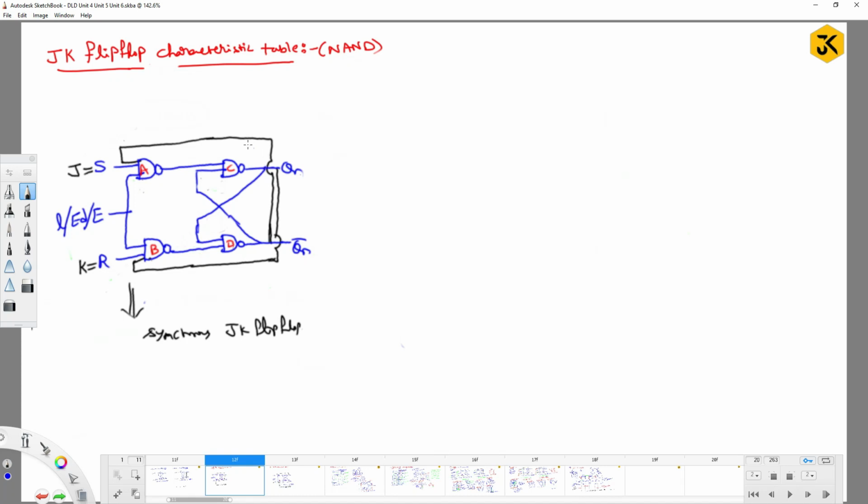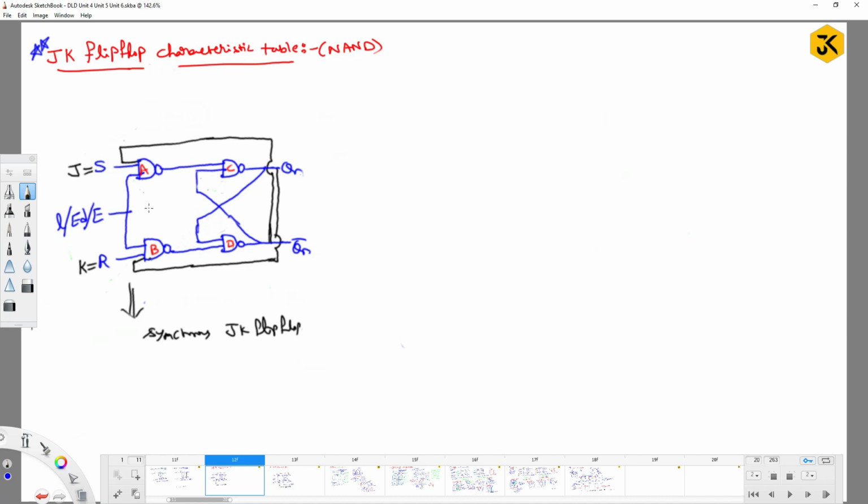Hi everyone, in this class we'll see how to derive the characteristic table of JK flip-flop using NAND circuit. In the earlier classes we have seen how to draw synchronous JK flip-flops as well as asynchronous JK flip-flops. So, characteristic table means it is going to clearly define for what kind of inputs what are its next states. That is what we call a characteristic table.